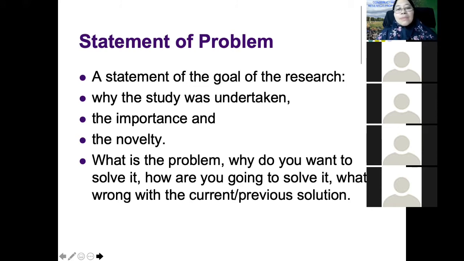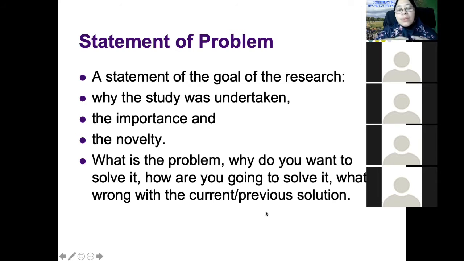So a statement of the goal of the research is why the study was undertaken. The why factor must be there. Why do you want to do this? Why do you want to solve this issue first? The importance: how important is the problem to be solved? What is the problem? Why do you want to solve it? How are you going to solve it? And what's wrong with the current or previous solution?